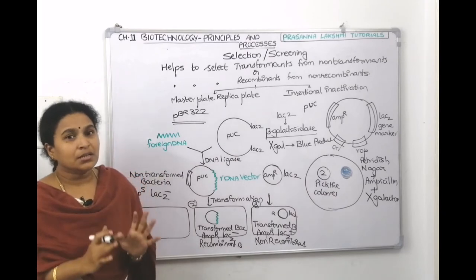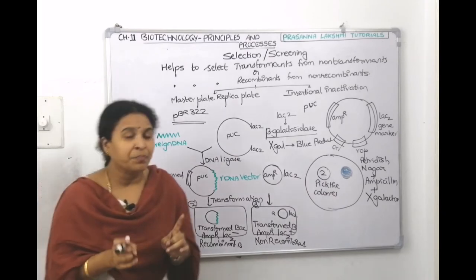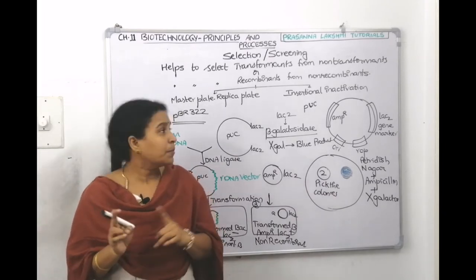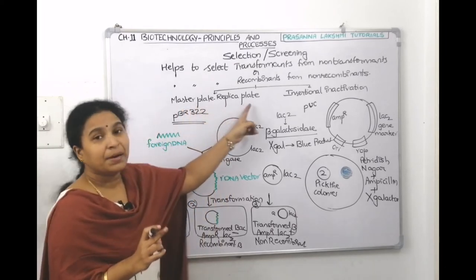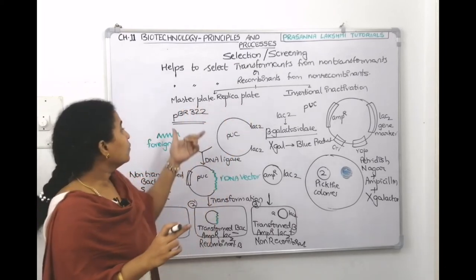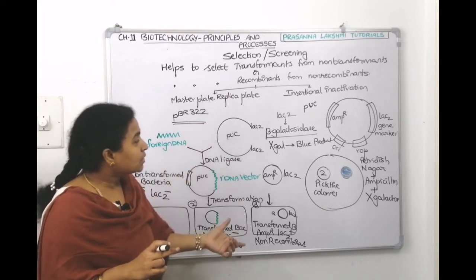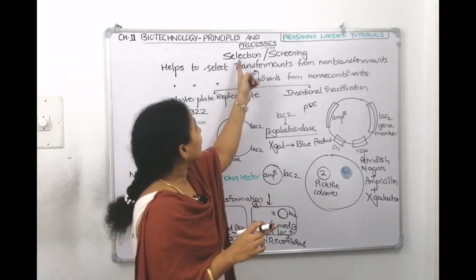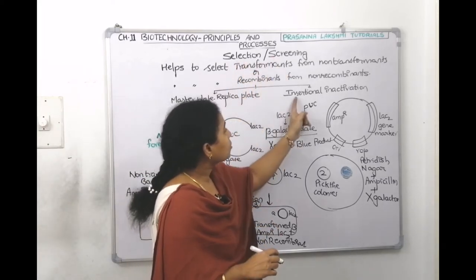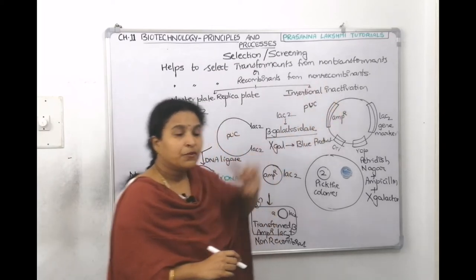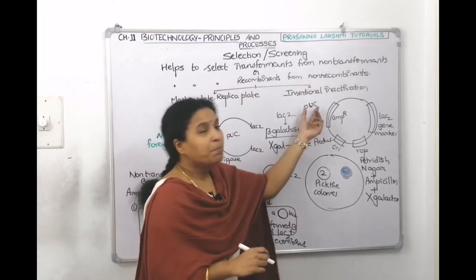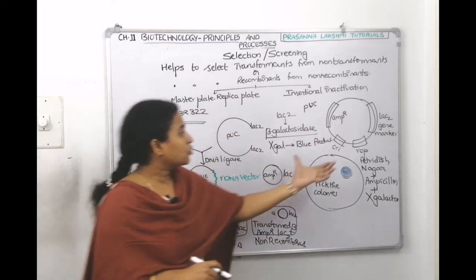So children, this is about selection and screening. In the previous lecture, we talked about the master plate, replica plate technique. We did it using pBR322. In this lecture, we were talking about the second technique under selection or screening, which is called insertional inactivation. For that, we will take another vector called the pUC vector. The pUC vector picture is this.